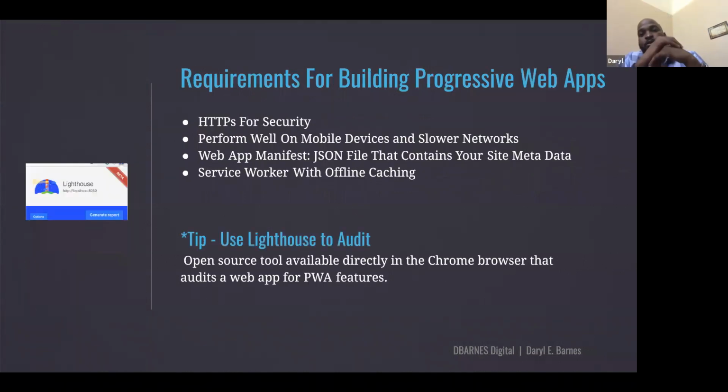So what are the requirements for building progressive web apps? Number one, they require HTTPS. This is, I believe, a requirement of the Service Workers API. So if you're building on platformOS, of course, you have a free SSL certificate. It's included, so you don't have any problems with that.